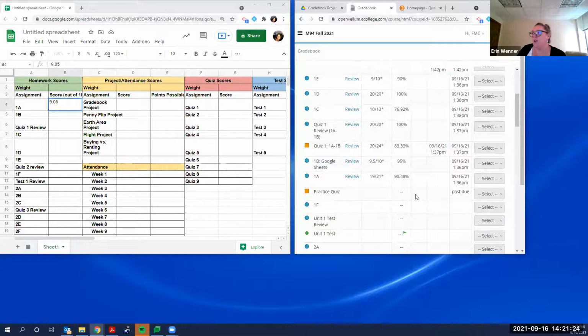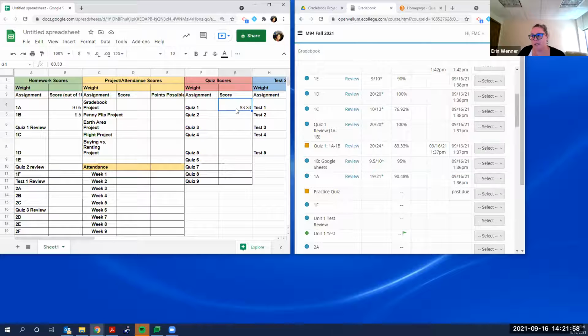There we go. Okay, so for 1B, I got a 95%. So on my spreadsheet, I'm going to put a 9.5. Again, all you're doing is moving that decimal place once. For quiz 1, I got an 83.33. Quizzes are out of 100, so I am going to report this as an 83.33. It's important that you don't try to make this a percent or anything. Just record it as a number, all right?